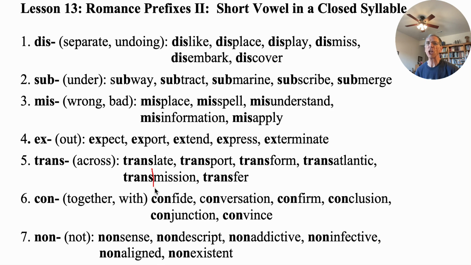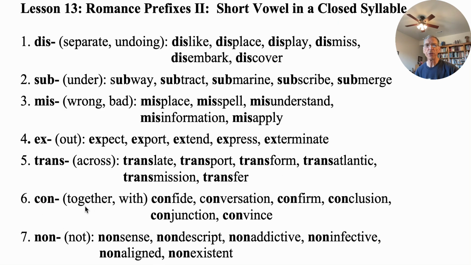Transmission, a lot of ways to use that. You can have a shortwave transmission where two people are talking to each other with their shortwave radios. You can also have a transmission in a car that takes the energy from the engine back to the wheels. And then you have transfer, like you get off of one bus and they transfer you over to another bus. So all of those have the idea of across, and the A in all of those is a short A because, remember, we're doing short vowels in closed syllables.